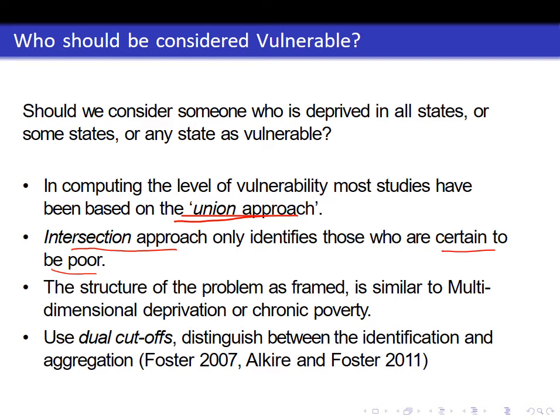Now, if you had noticed the way we had presented the problem here, the measurement of vulnerability has a lot of similarities with the multidimensional literature, because the different states of nature or the different shocks can be considered as different dimensions. The probability of a shock occurring can be thought of as the weights associated with those dimensions. So given these structural similarities between multidimensional deprivation or multidimensional poverty and vulnerability, we can use the dual cutoff methods which have been proposed by Alkire and Foster 2011, and before that also by Foster in 2007 in the context of chronic poverty. So we will use these dual cutoffs to distinguish between identification and aggregation methods.